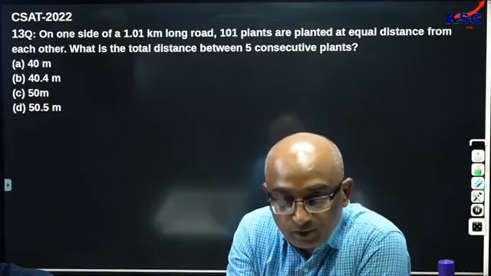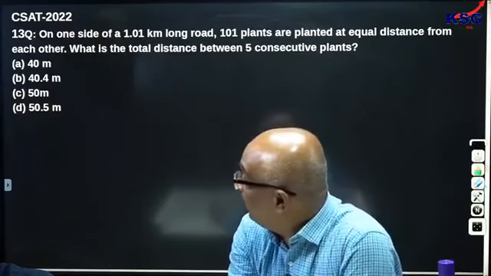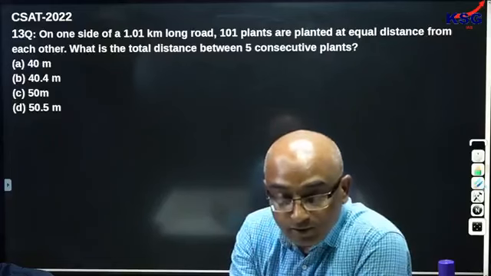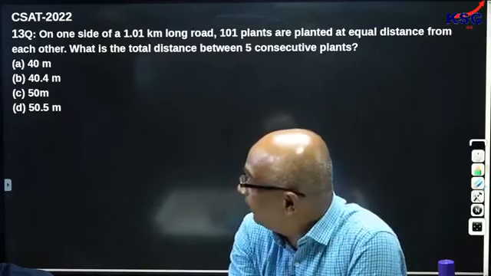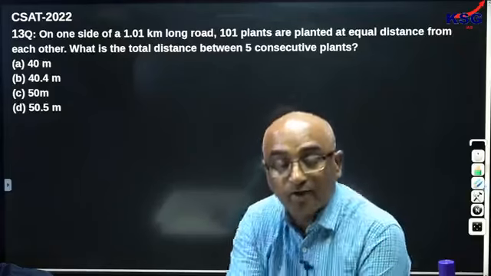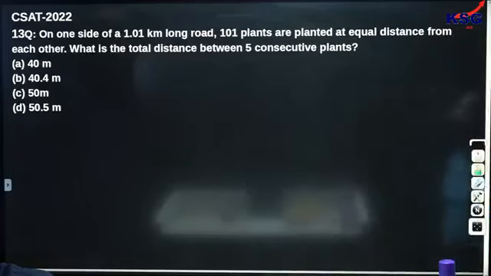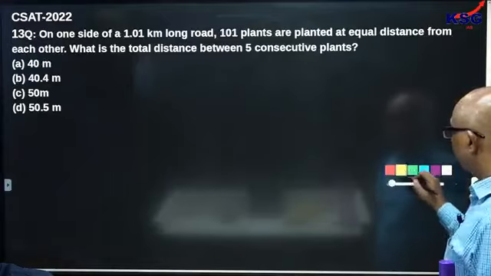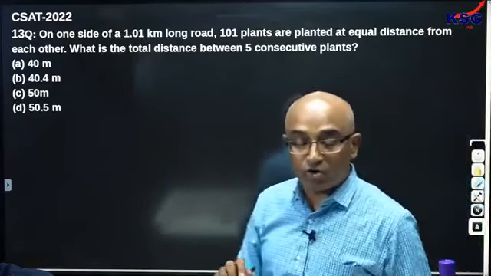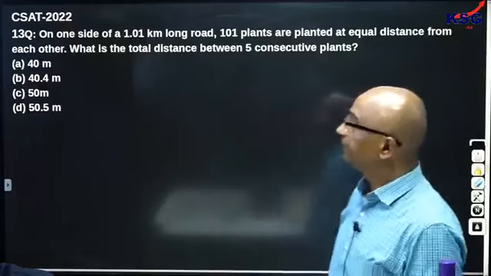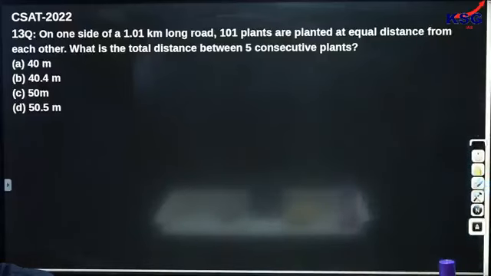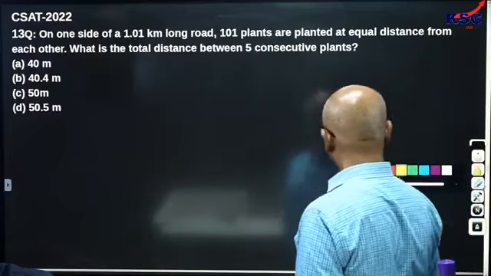50.5, 40, 40.4, 40.1, 40.1 is not in the options. All 4 answers, 40, 40.4, 50, oh my god. All 4 answers from 4 different groups of students. Chalo, see here. This means something is wrong. Only one answer is correct. Listen. Only one answer is correct. Please concentrate, student.